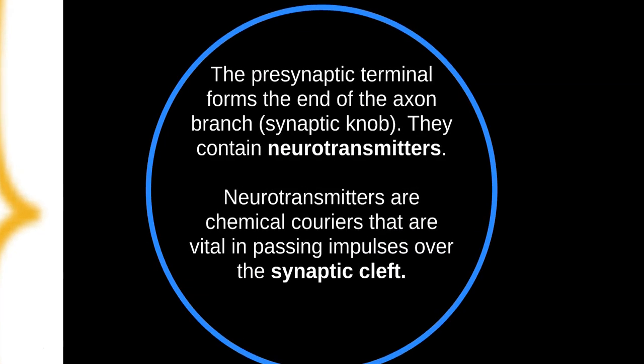So the presynaptic terminal forms the end of one axon, we know. In this case, it could be a sensory neuron, and it contains the neurotransmitters. And those neurotransmitters are the things that will cross the synaptic cleft to pass on the message to the other side, which in this case would be the postsynaptic membrane.